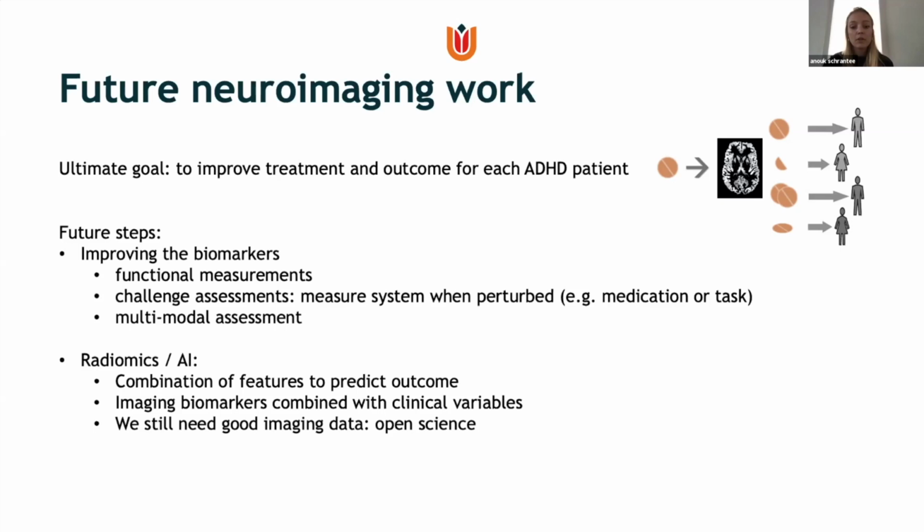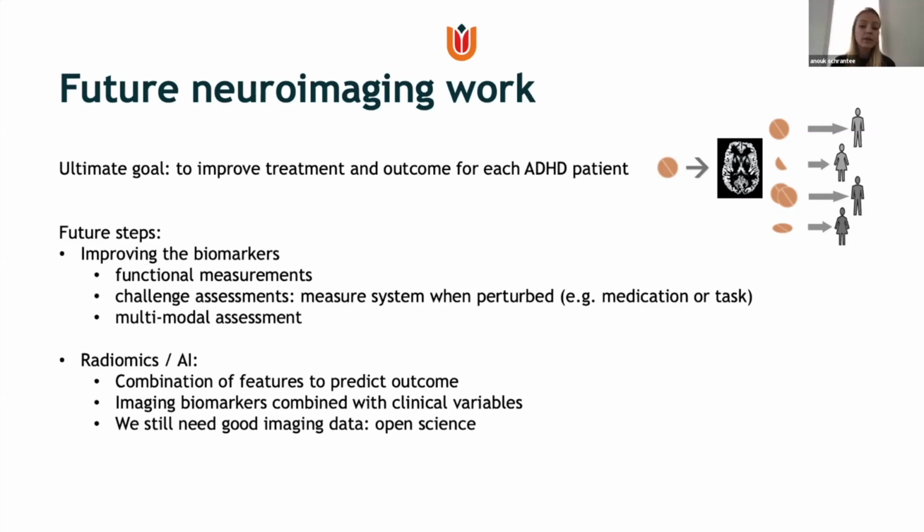Additionally, the pharmacological MRI data presented here suggest that these challenge assessments could be very useful. Similarly to cardiovascular assessments in which exercise is used as a stressor to uncover irregularities in the ECG, for example, we can use perturbations of our neurotransmitter systems or functional systems to assess these systems best. So we can think of different types of perturbations, either with a task or with medication, as shown here.